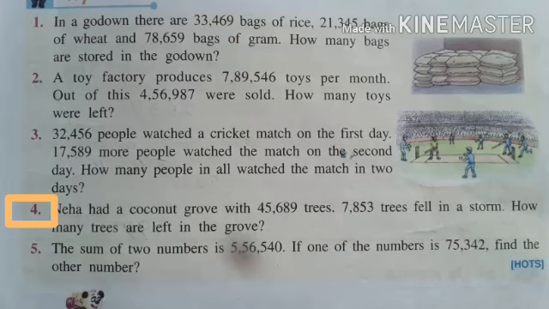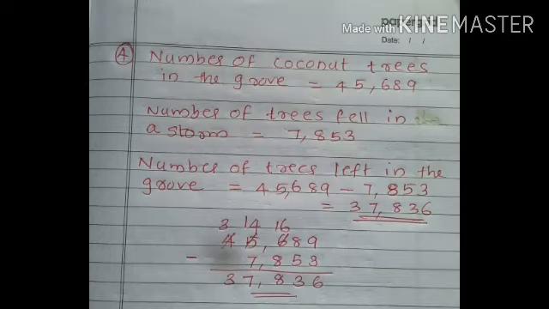Next one is Neha had a coconut grove with 45,689 trees. 7,853 trees fell in a storm. How many trees are left in the grove? So the solution is number of coconut trees in the grove is 45,689. Number of trees that fell in the storm, 7,853. That's given in the question. So we have to find out the number of trees left in the grove.